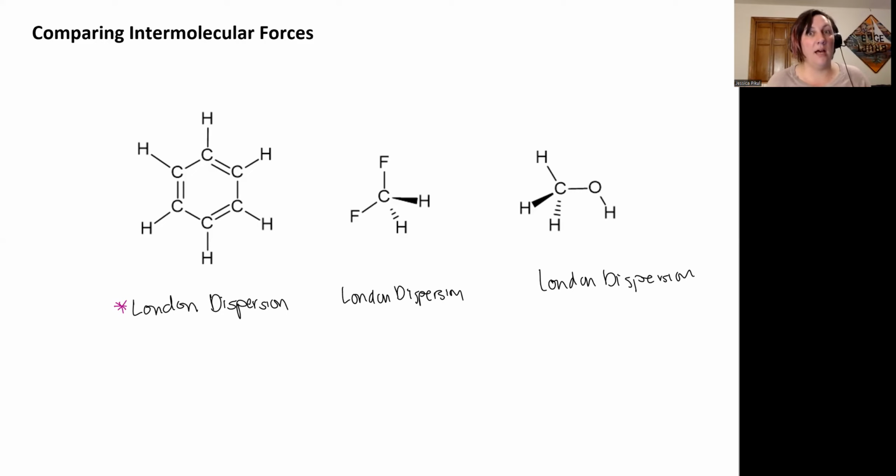All right, next let's look at polarity and figure out which of these have a dipole moment that would have dipole-dipole interactions. My first molecule has all carbon and hydrogen and carbon-carbon bonds, so it is nonpolar. My second one, we've seen already. It has 2 fluorine and 2 hydrogens, so we know this one is polar. And our third one is methanol. It has an overall dipole moment coming from a polar bond of carbon to oxygen and from hydrogen to oxygen. So this one is also polar.